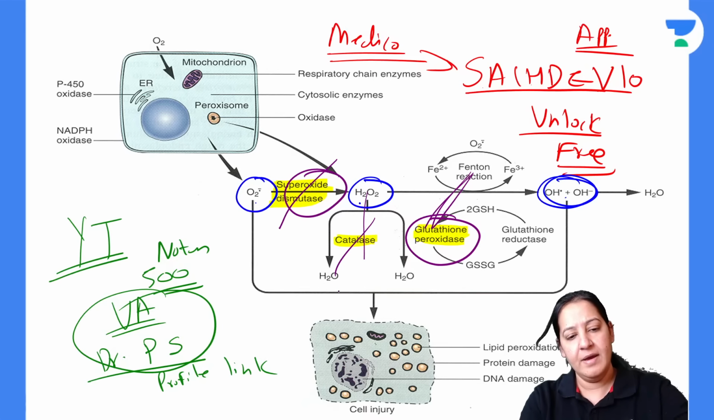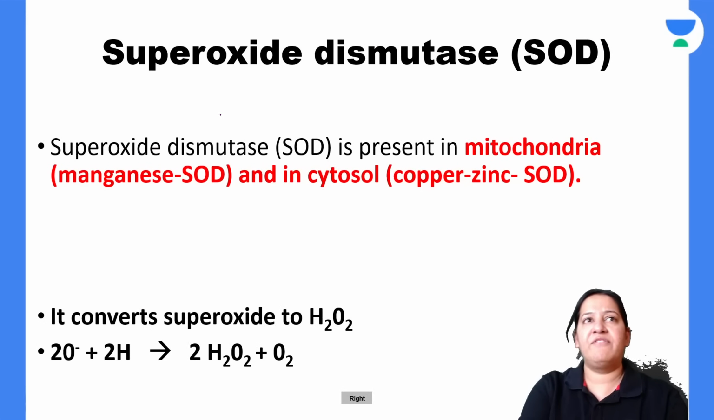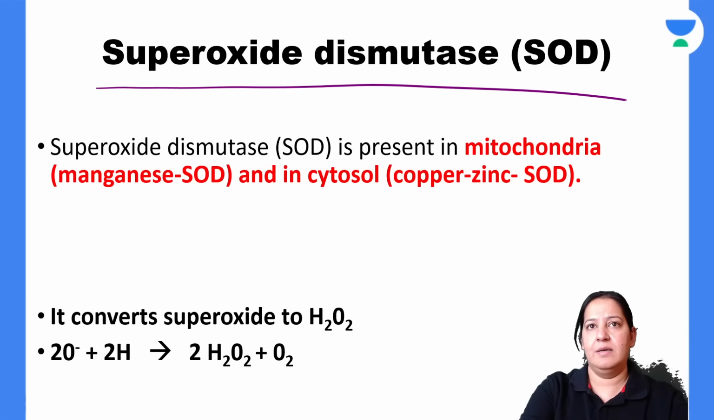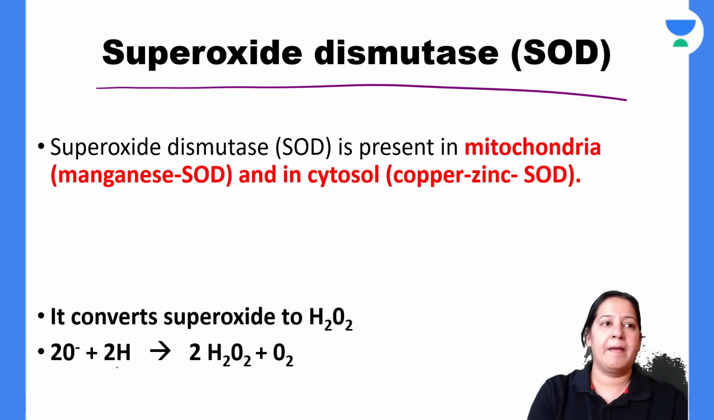Give me a thumbs up if you got it. So the first enzyme, superoxide dismutase, right? It converts superoxide ion into H2O2.